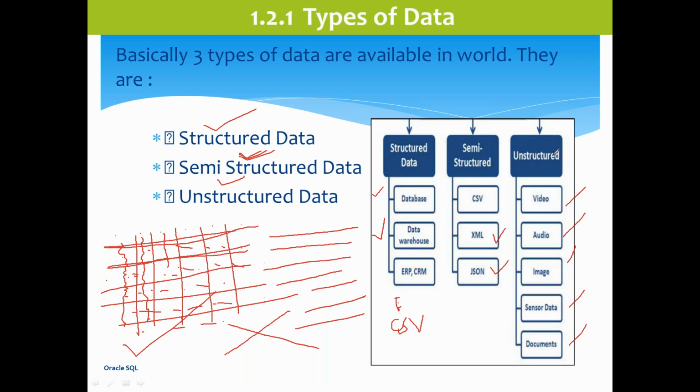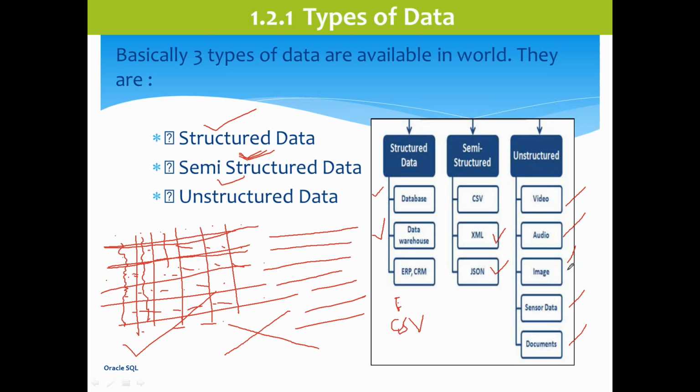All those are coming under unstructured data. Audio, video, clip, image, sensor, scan documents, all these are unstructured data. So here column is not there. In video, what is the column? What is the row? No, nothing is there. Audio, no column, no row.